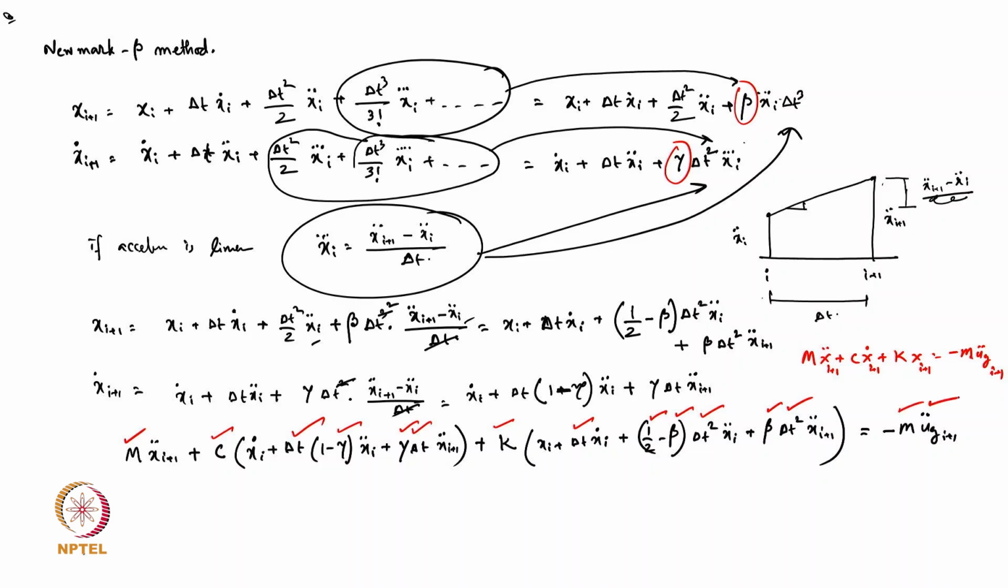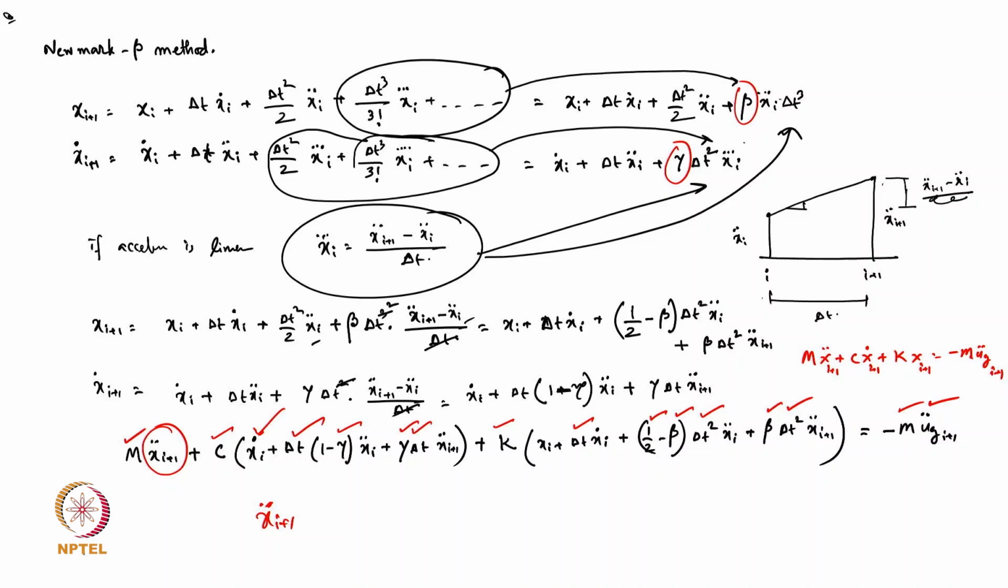Now if I see what is left, I have x_i double dot and x_{i+1} double dot. Is it a known term or unknown term? Unknown term. Perfect. So I just put it here. Okay, so that is unknown. Then x_i dot, is it known or unknown? Known. Why?